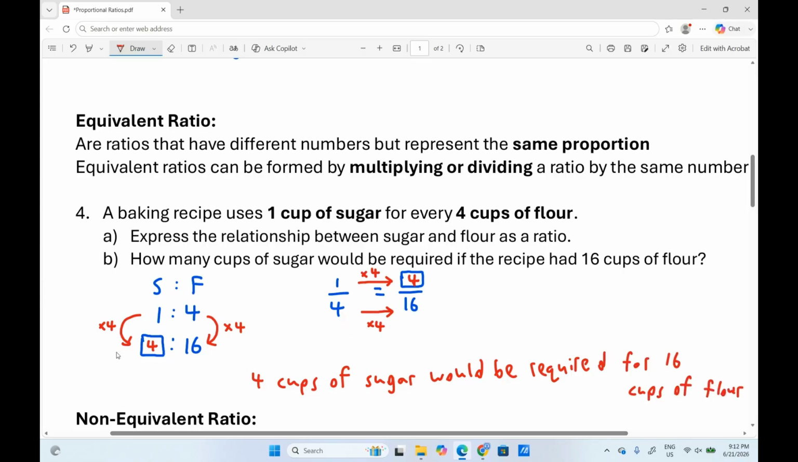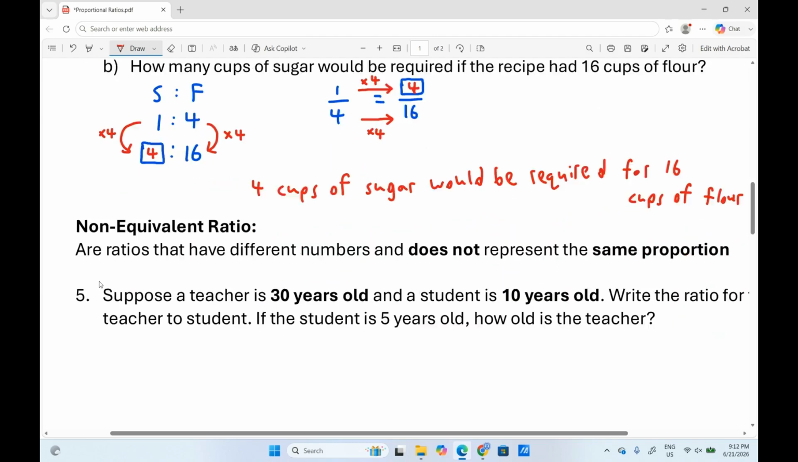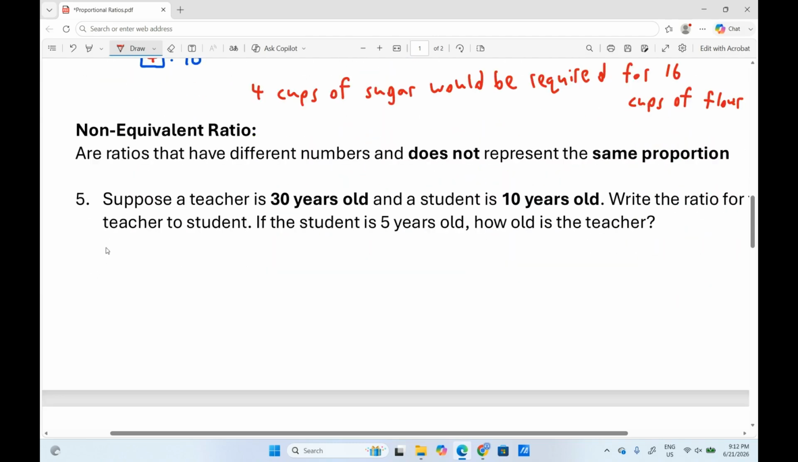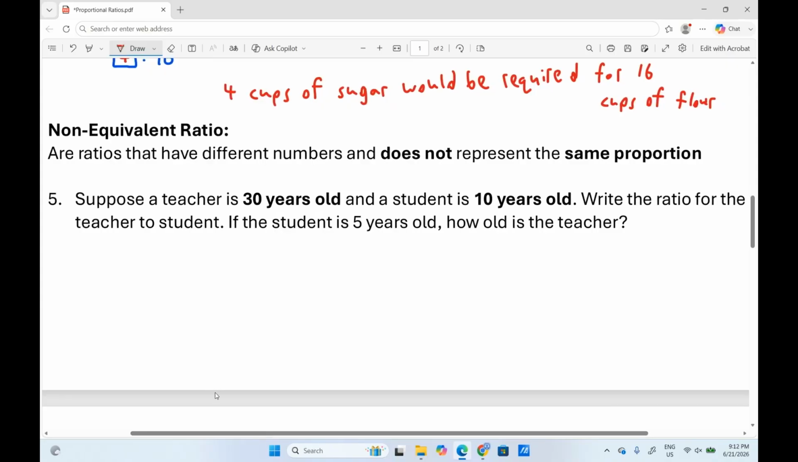Now let's move on to non-equivalent ratios. A non-equivalent ratio is a ratio that has different numbers and does not represent the same proportion. Here's my example. Suppose a teacher is 30 years old and a student is 10 years old. Write the ratio for the teacher to student.